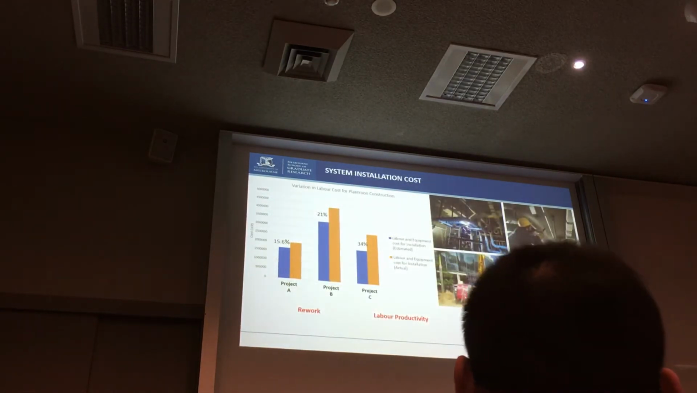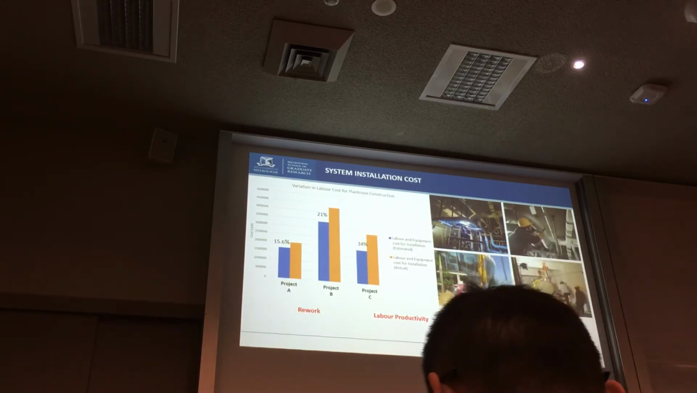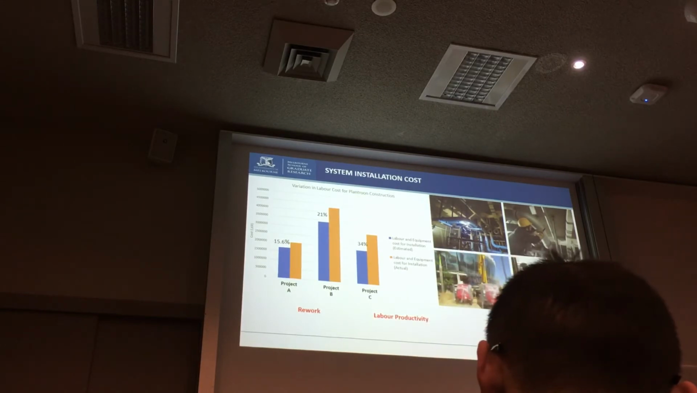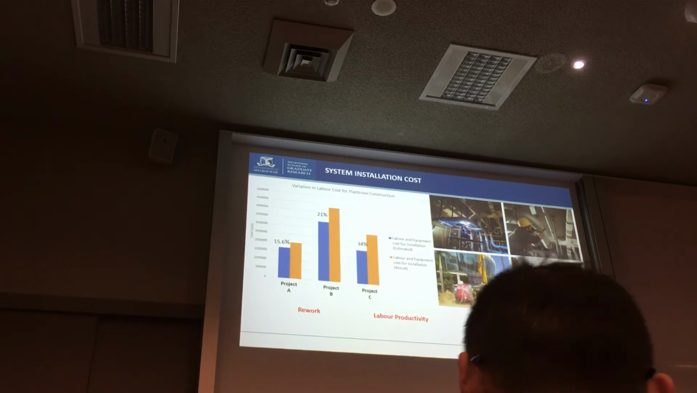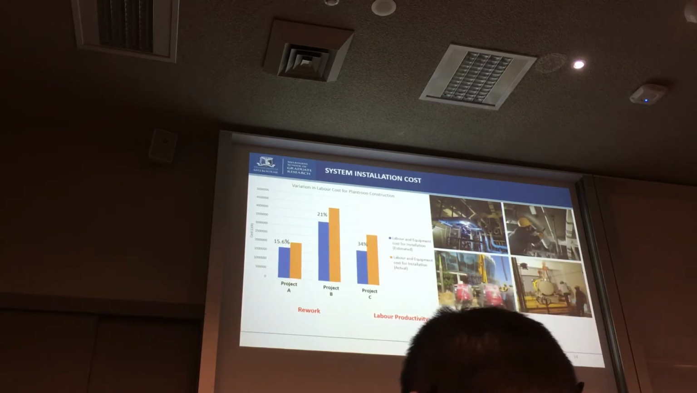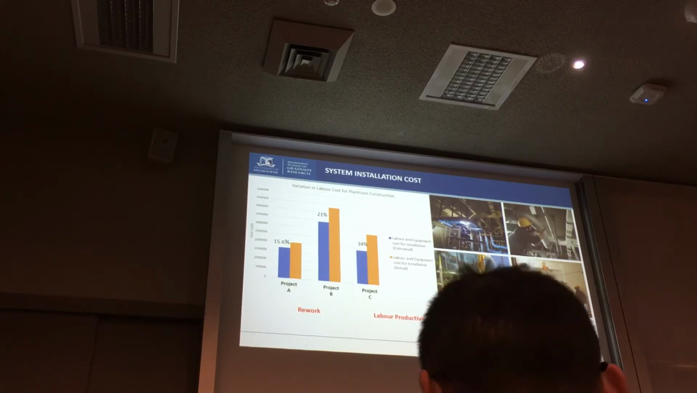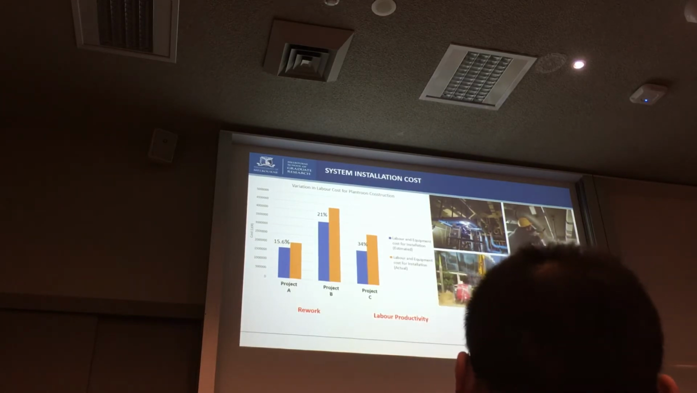So what was identified when we looked at the installation costs of the three projects? The final installation costs of all three projects were higher than the costs estimated prior to construction. And this was mainly due to rework, labor productivity, and unexpected delays on site. This shows the requirement for modular construction in the MEP industry.